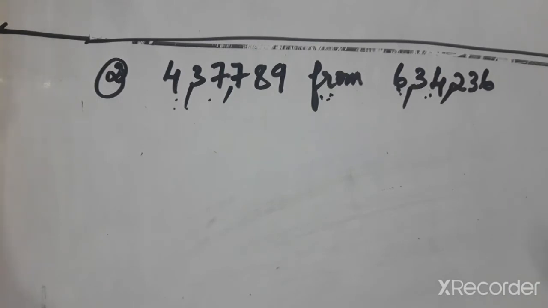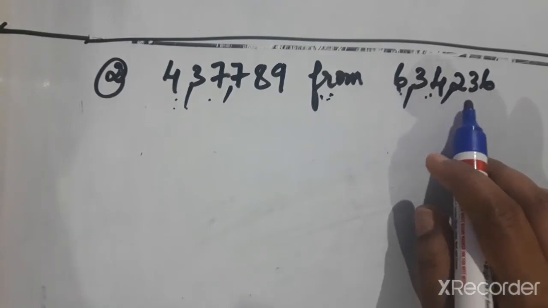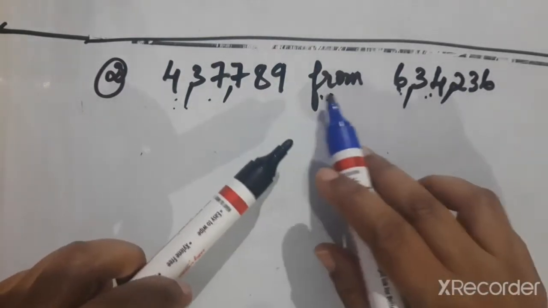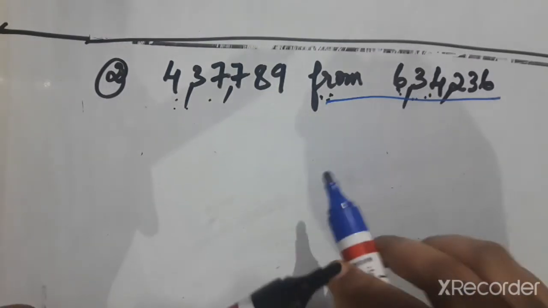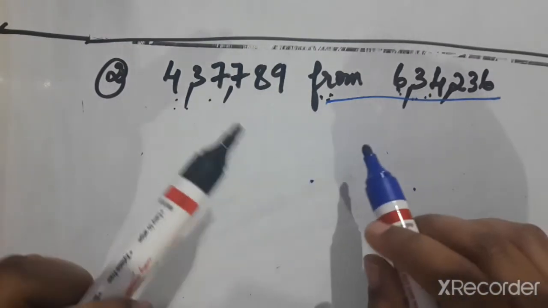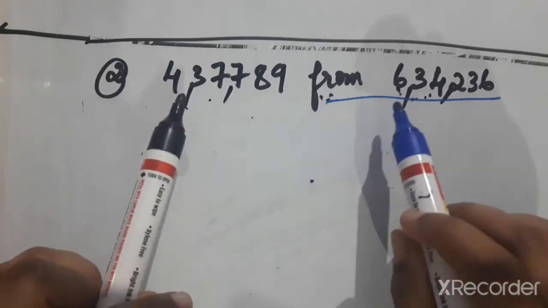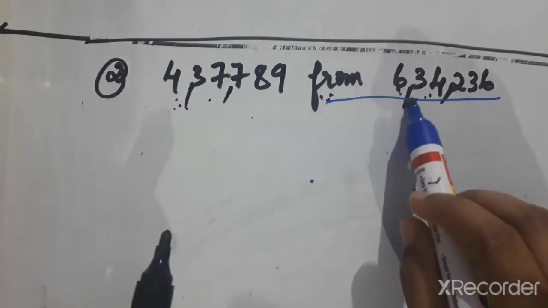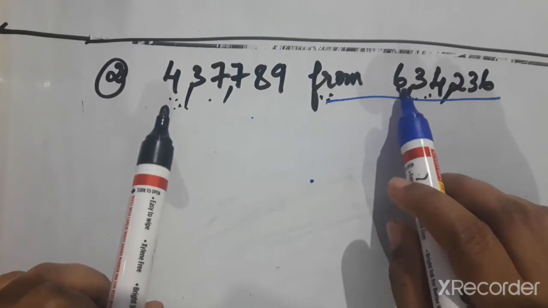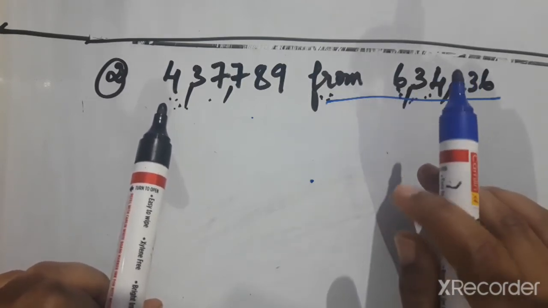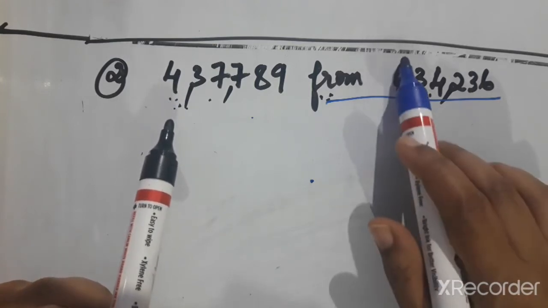Now the next number is 4,37,789 from 6,34,236. So here, the number given after "from" we have to write first. So it means always the greater number should be in the first line and the smaller number in the second line for a subtraction. From these two numbers, both are in the lakhs place. This is 4 lakhs, this is 6 lakhs. Both are in the lakhs place, that is very important, the same place value. So 6 lakh is greater.